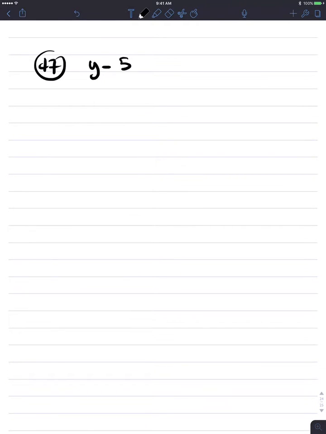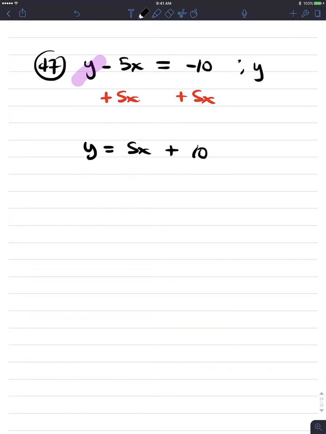47. y minus 5x is negative 10. You're going to solve for y. Try to get y by itself. So let's emphasize what we're trying to get by itself. Here's my y. y has a negative 5x next to it. 5x is being subtracted from it, so we're going to have to undo this subtraction by using addition of 5x. So you end up with y being 5x plus my 10. And you're done.